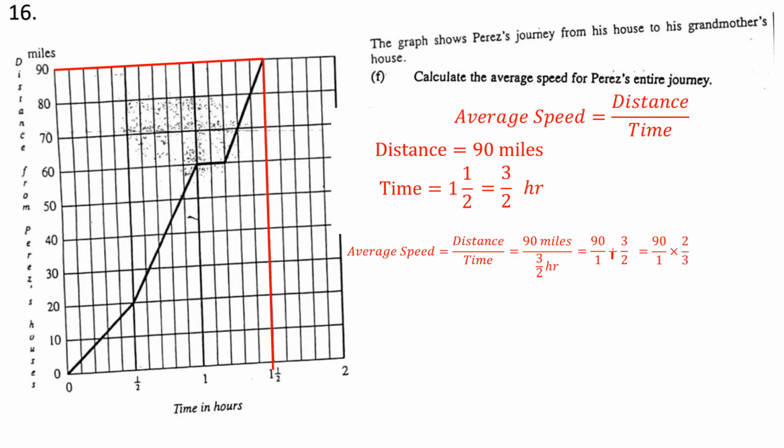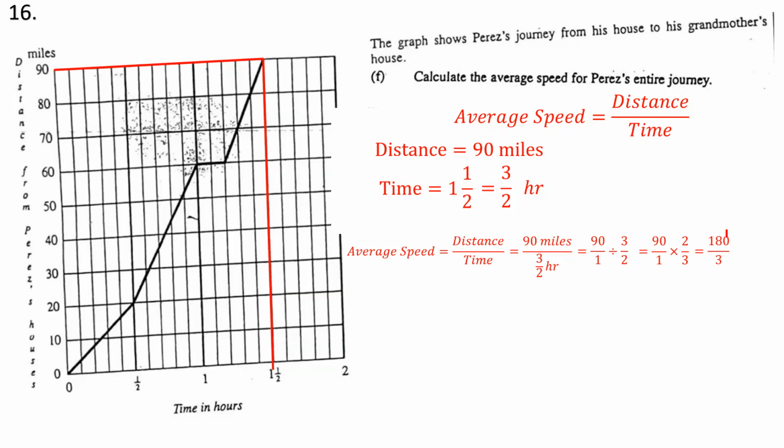Now, because we're dividing, the rule is you're going to change the sign from division to multiplication, and then you're going to flip. So you're going to bring 2 up and bring 3 down. So it's 90 over 1 multiplied by 2 over 3. And so it's going to be 90 times 2. What is 90 times 2? 90 times 2 is 180. And then 1 times 3, well, 1 times 3 is just 3.